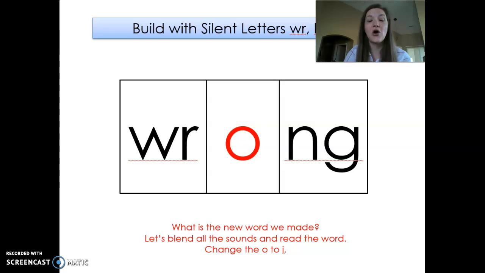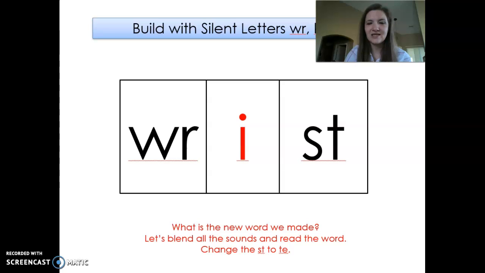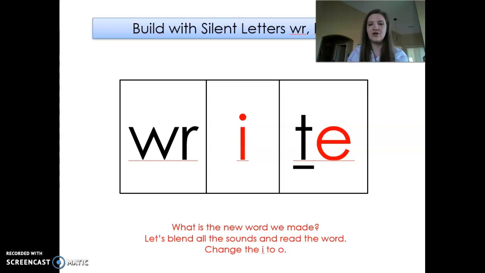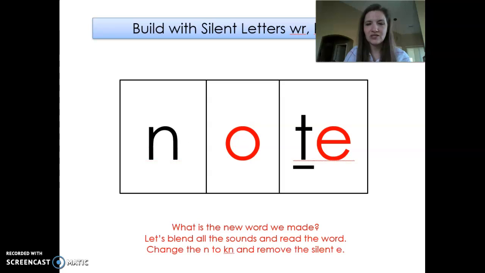Okay, change the O to an I. What's the word? Ring. Change the NG to an ST. What's the word? Wrist. Change the ST to a TE. What's the word? Right. Change the I to an O. What's the word? Wrote. Change the WR to an N. What's the word? Note.